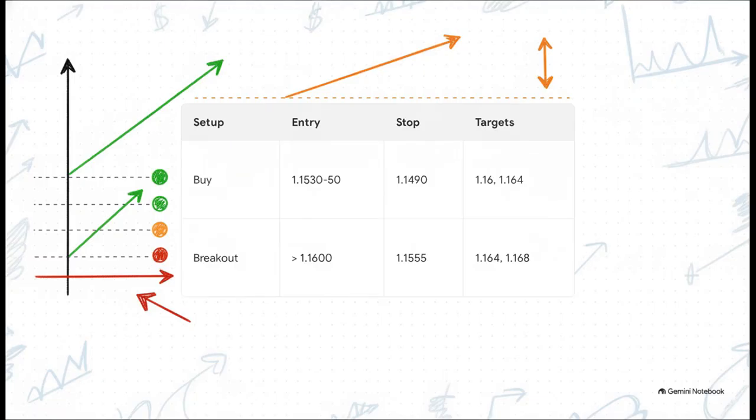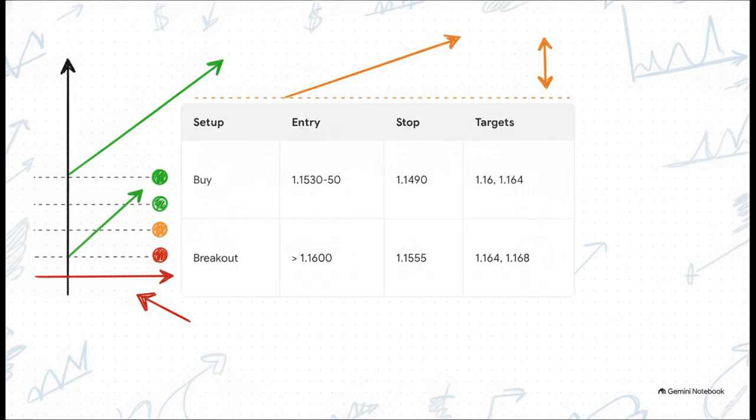The risk-to-reward dynamics on these setups are just highly controlled, which is exactly what we want. For a standard EURUSD buy, we're looking for an entry on a dip, right between 1.1530 and 1.1550, keeping a tight stop loss at 1.1490. That is a brilliantly tight risk parameter when you factor in the multi-level take-profit targets of 1.1600, 1.1640, and 1.1680.